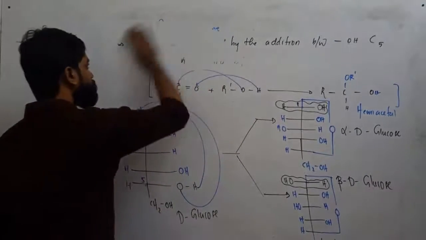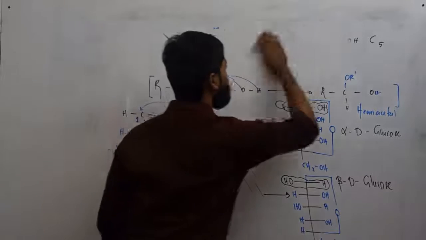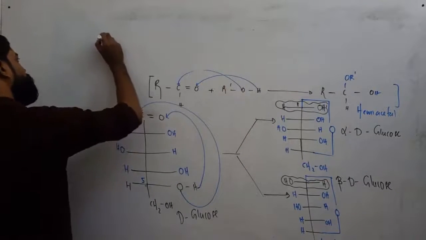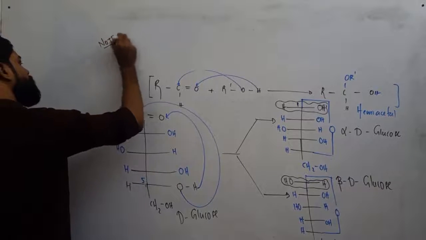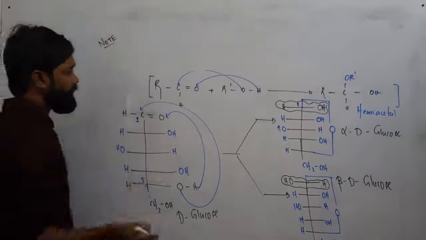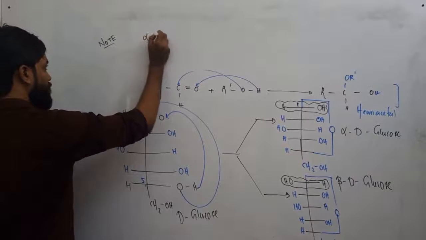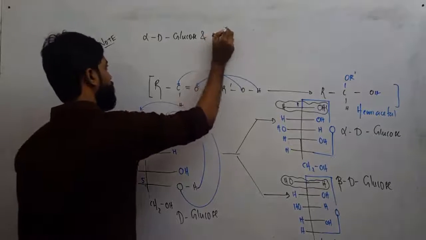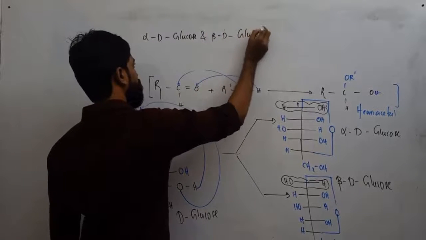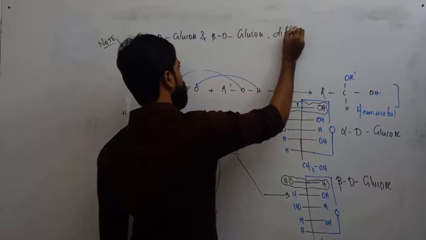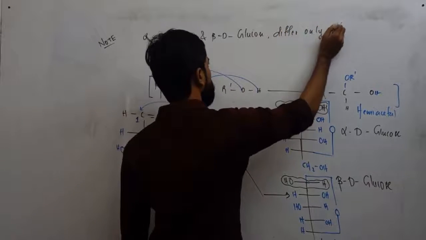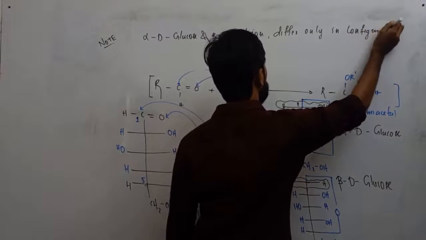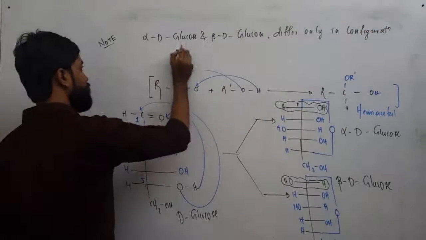Before that, what is the difference between alpha D glucose and beta D glucose? Put it as a note point. The difference between alpha D glucose and beta D glucose is only in the configuration of C1, right? Alpha D glucose and beta D glucose differ only in configuration of what? Configuration of C1.